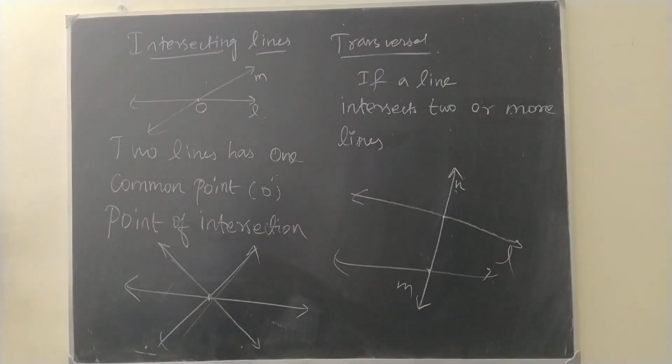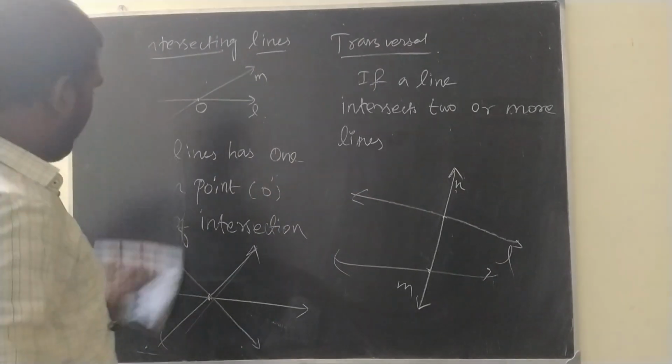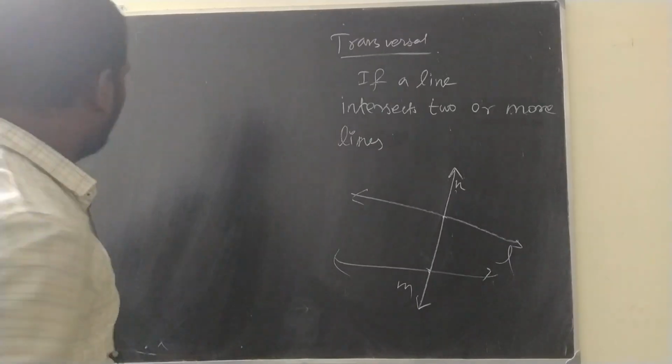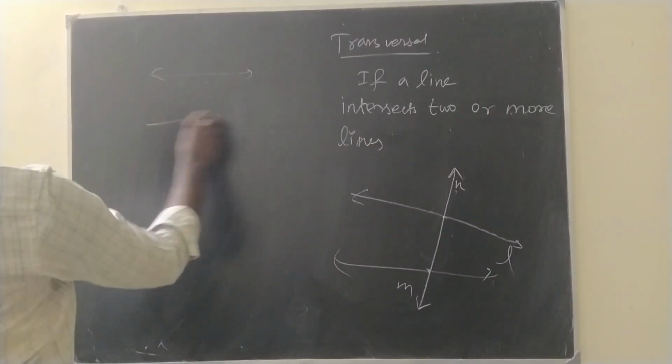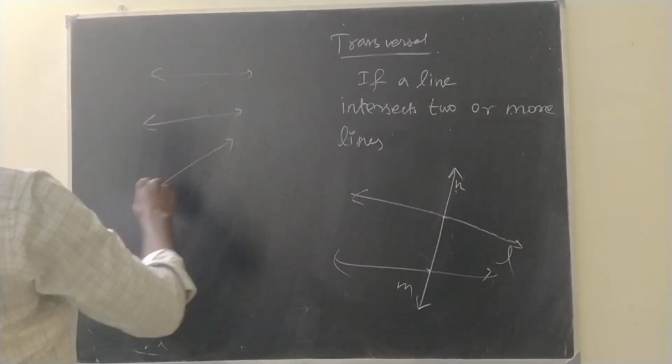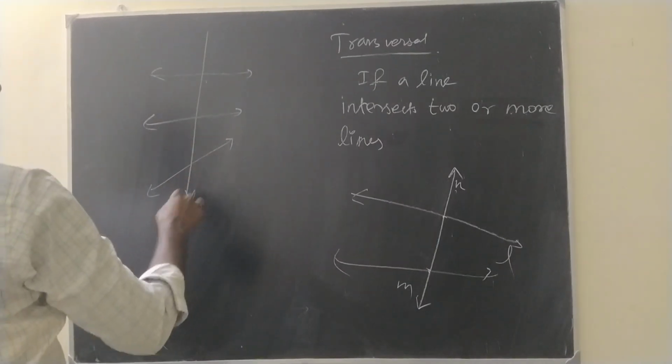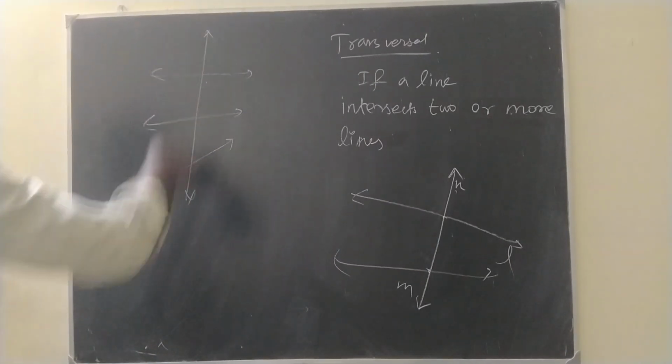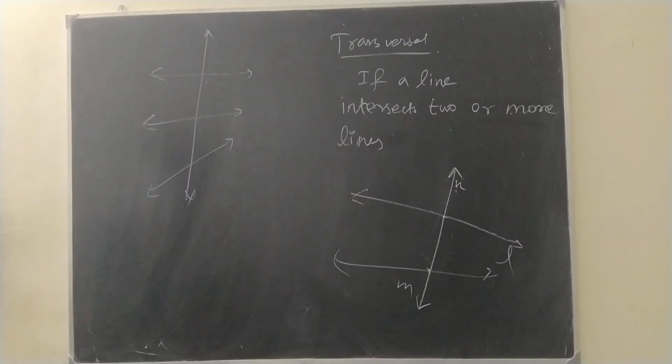Then what is for three lines? Same way. More than one line is going like this. If we draw one line across them, this is called a transversal. Okay.